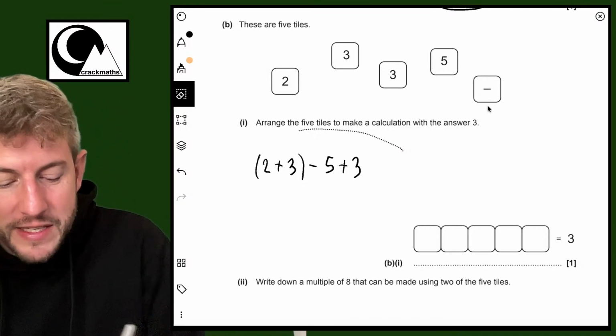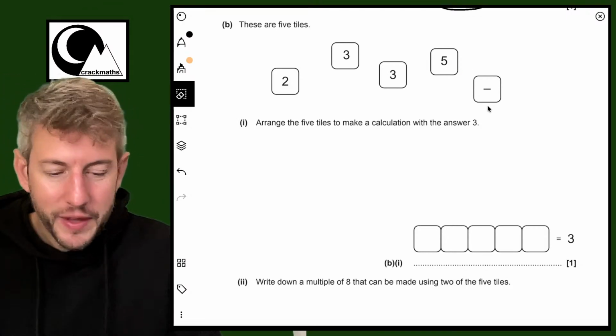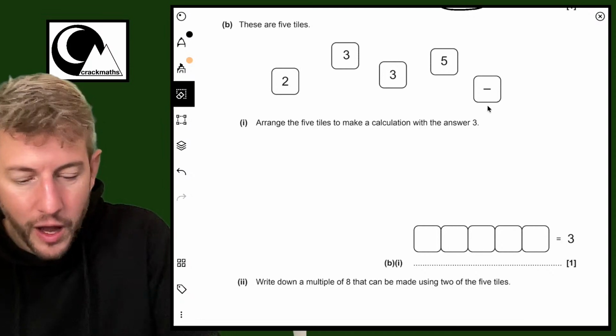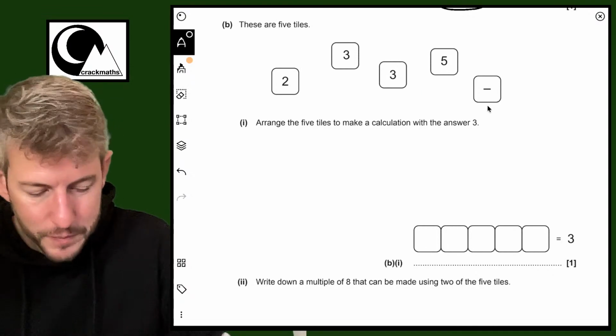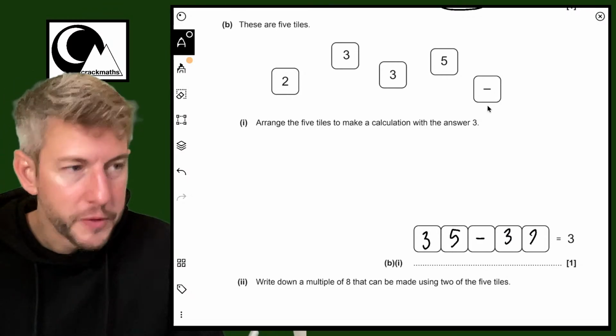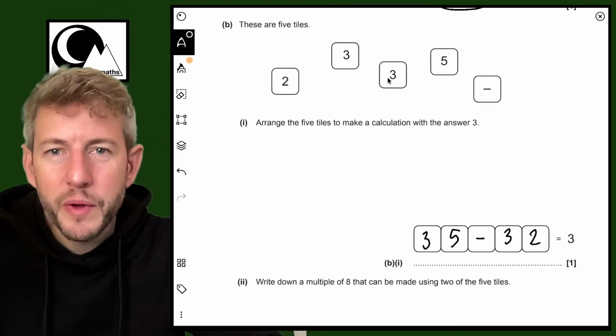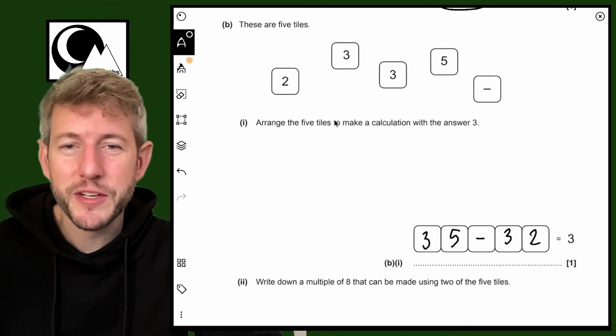I can put these together. So I want to make... Right, okay, so I can see what I want to do. I want to have 35... one second. 35 take away 32. So here we go. We're going to use the 3 and the 5 here, and then we're going to use the 3 and the 2 here.